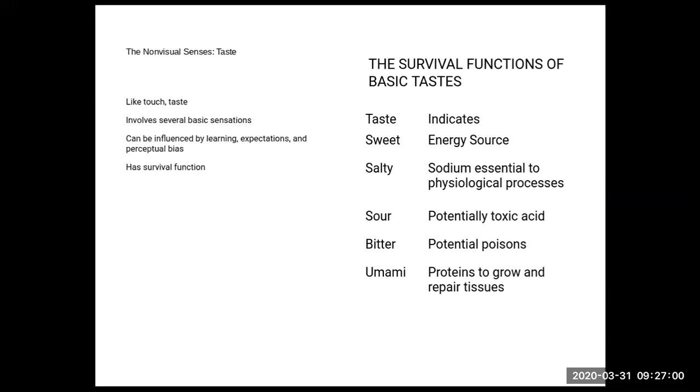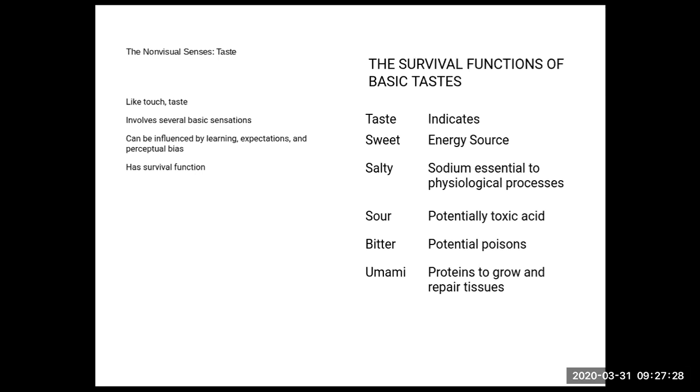When we look at the sense of taste, taste is also made up of 5 different senses that come together to give us what we know as flavor and taste. So for these senses, we have 5 basic tastes. What we see is sweet, salty, sour, bitter, and umami, which is meaty or proteiny.